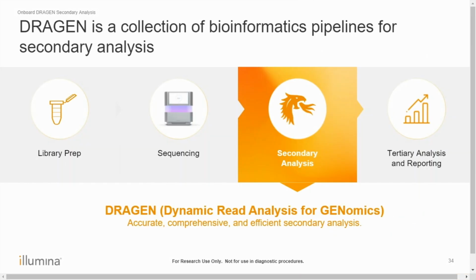So what exactly is DRAGEN? DRAGEN, or Dynamic Read Analysis for Genomics, is a collection of hardware-accelerated bioinformatics pipelines used for secondary analysis. This happens right after sequencing. DRAGEN takes reads and creates variants or counts depending on the application. The output from DRAGEN feeds into tertiary analysis where genetic data is interpreted. DRAGEN has been designed to be our most accurate, comprehensive, and efficient secondary analysis solution to date.